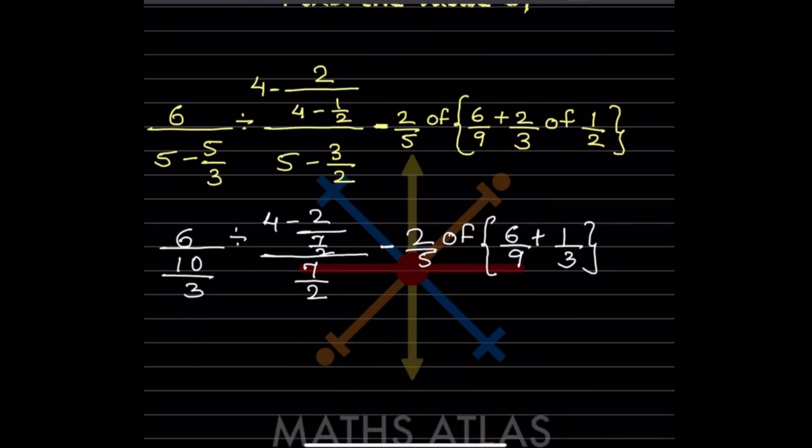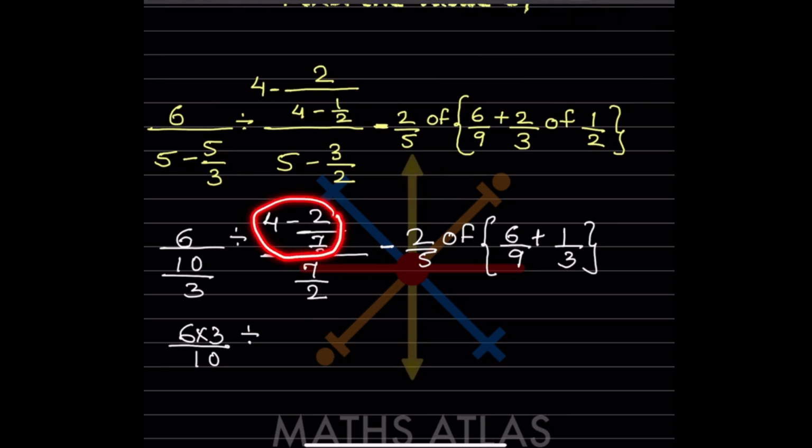So now what will you do here? Now let us go on this side again. This is the numerator and this is the denominator. So numerator is going to be as it is and this denominator is going to get flip over. That means 3 will go in the numerator, 10 will remain in the denominator. So we'll write here 6 into 3 by 10. Again this division sign will keep as it is.